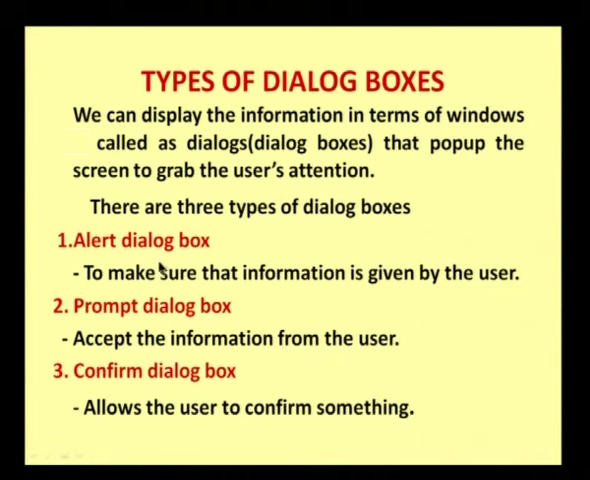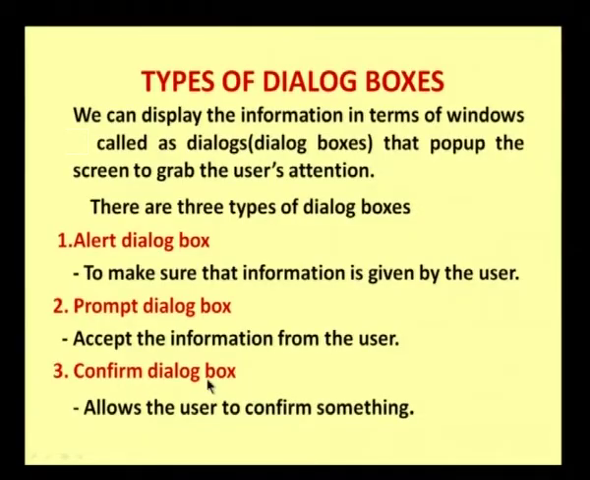It has 2 buttons, OK and Cancel. In a similar way, the third type is the confirm dialog box, which allows the user to confirm the message, or to confirm that the submitted information on the web page is correct. Likewise, when some information should be confirmed by the user, or to confirm that this is a correct input, we use the confirm dialog box. It also has 2 buttons, OK and Cancel.